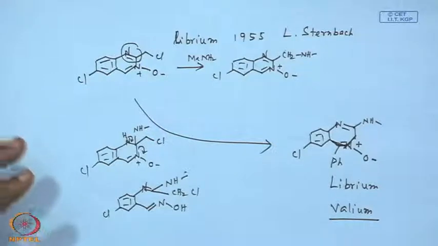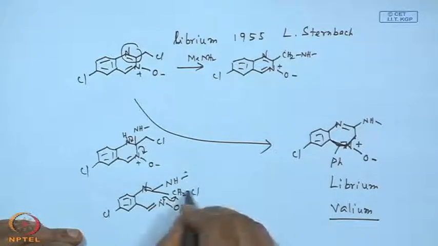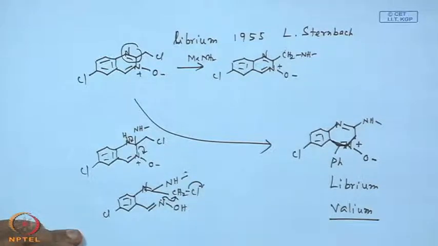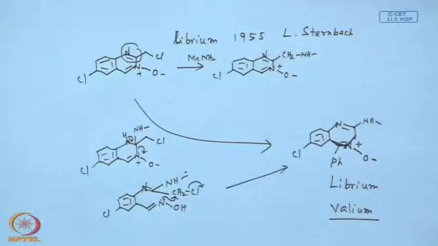So, now it is open, and once again the ring closes to expel this chlorine. Automatically chloride will pick up the hydrogen of this OH. So, eventually it will form this salt.